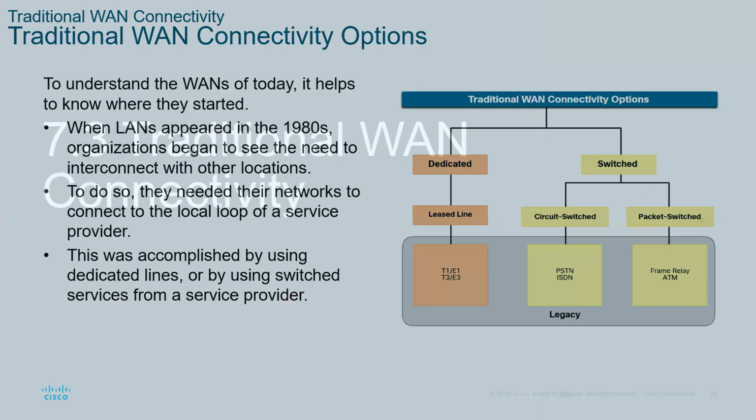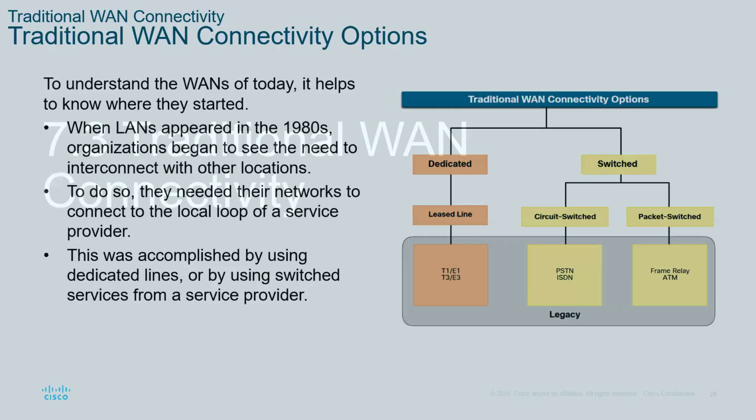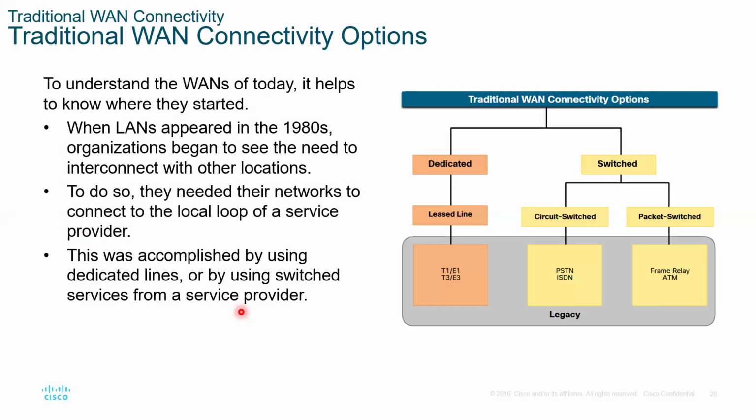Right. Here we now start with our traditional WAN connectivity options. Traditionally, what was being used to connect different local area networks? We had dedicated leased lines. We still use them, by the way. T1, E1, T3, E3.